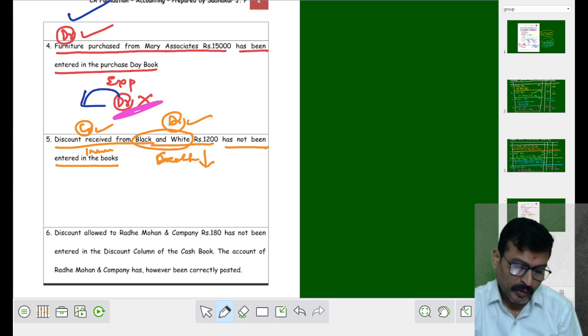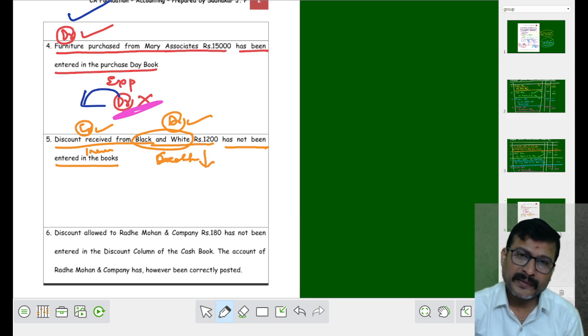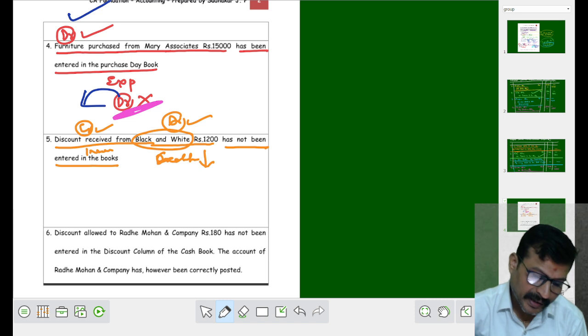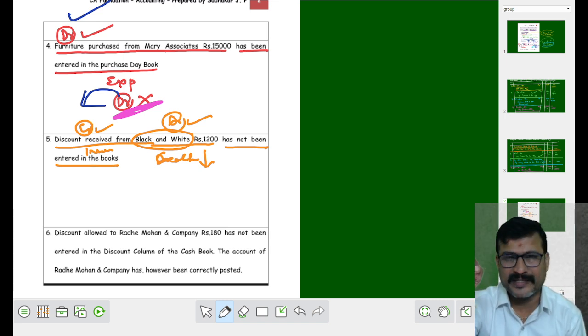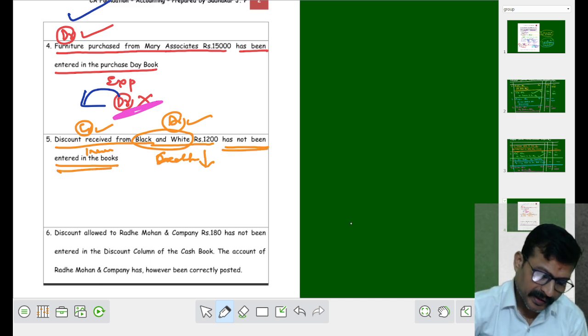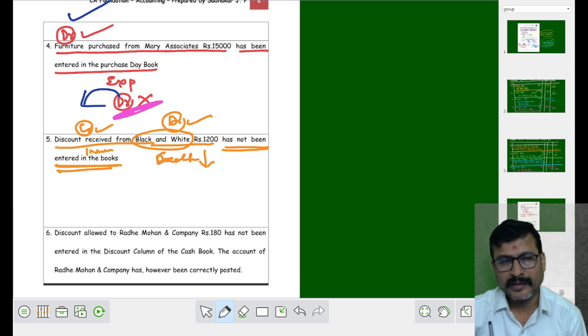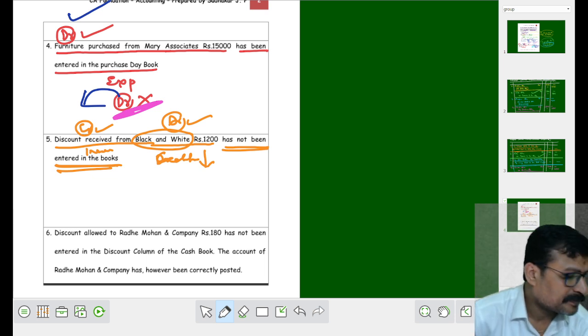Right? You received a discount from black and white. Discount received is an income. Income is to be credited. Black and white is to be debited because your creditor decreases. Did you enter it in the books? No, it is not entered. Now we have to pass the entry.